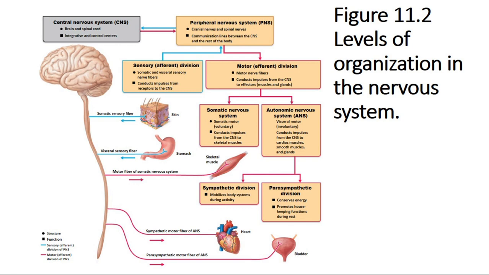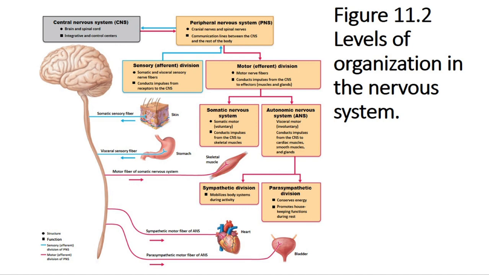So here's our overview for the levels of organization in the nervous system. So central nervous system is just brain and spinal cord. It's our integrative and control center for the nervous system. But a lot of information is going to be carried by the peripheral nervous system, both sensory and motor information. When it comes to that motor information that's going out to the effector organs like muscles and glands, it could be going to skeletal muscle. That would be information being carried by motor neurons of the somatic nervous system. Or it might be going to cardiac muscle or smooth muscle or glands. That would be a motor output signal being carried by motor neurons of the autonomic nervous system.